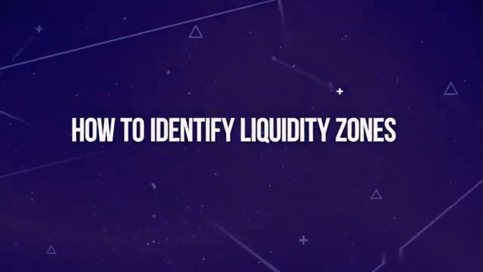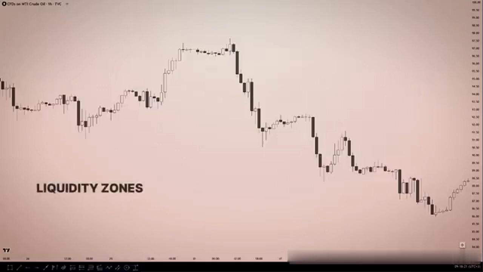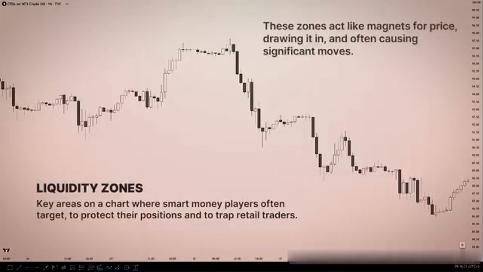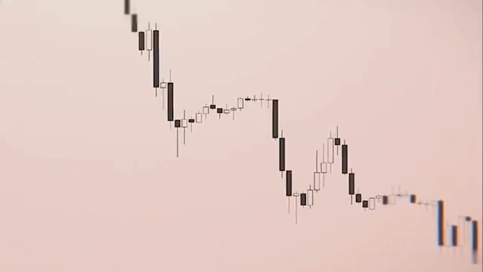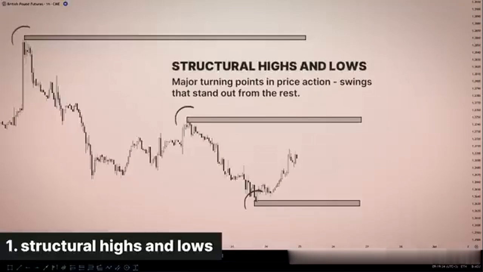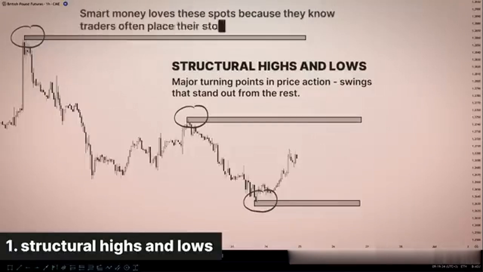So liquidity zones are key areas where smart money players often target to protect their positions and to trap other traders. These zones act like magnets for price, drawing it in and often causing significant moves. So let's talk about each type of liquidity zone and how smart money uses them to their advantage. First area is around structural highs and lows. These are major turning points in price action, the peaks and valleys you see on a chart that stand out from the rest. Smart money loves these spots because they know traders often place their stop losses just beyond them.